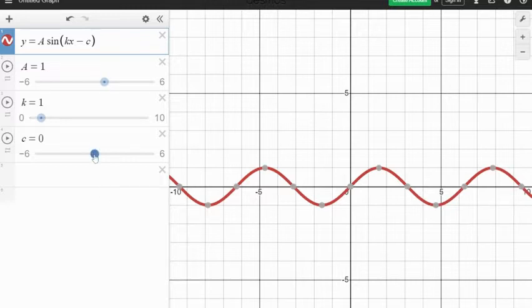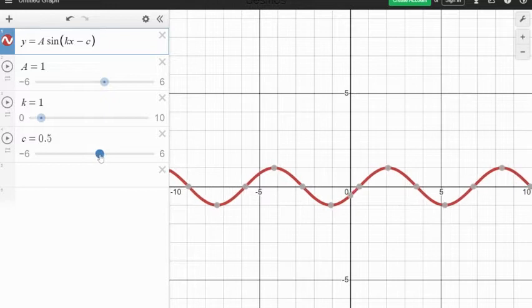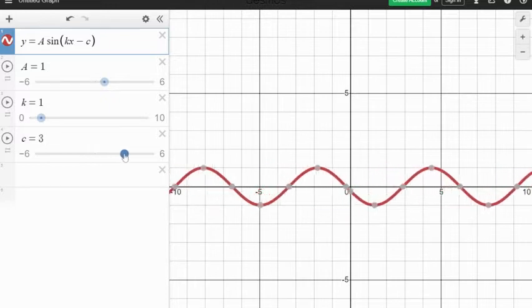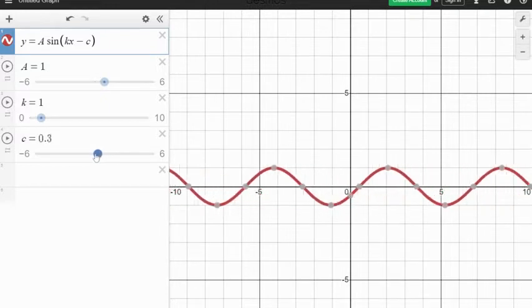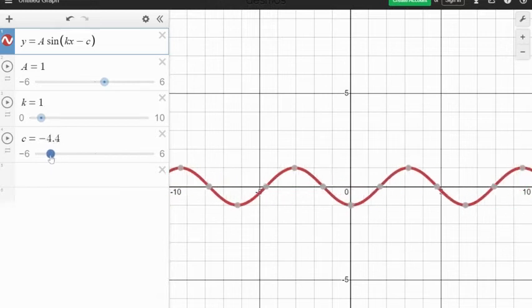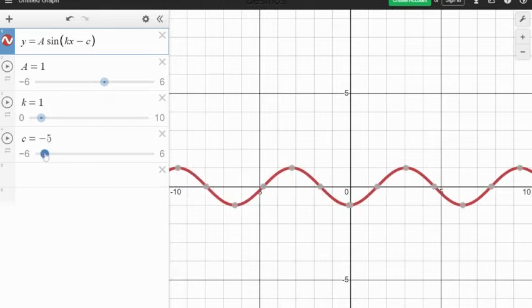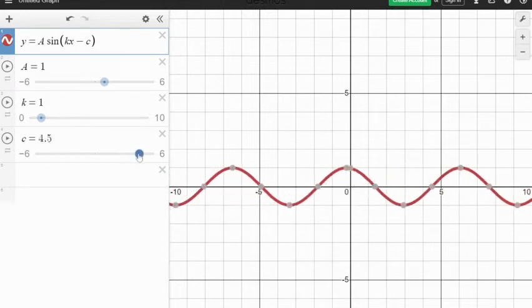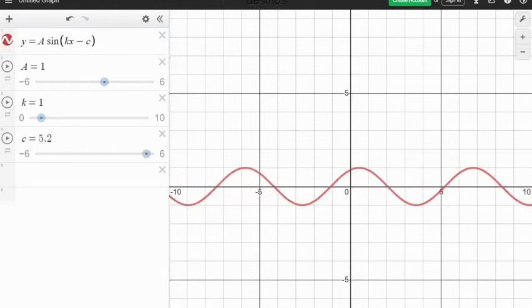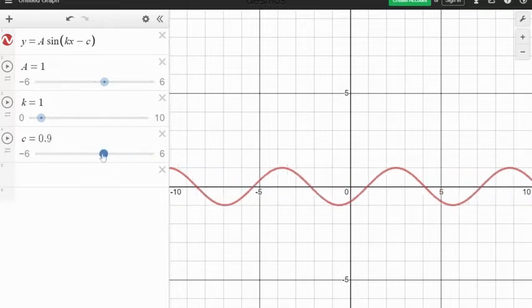But I want you to see what happens when I now change the value of c. I'm just going to slide it around right now so you can see what's happening. And this is a horizontal translation, or a slide. And we notice that if that value is positive, now we've got to be careful because we are subtracting this number. So this would look like sine of (x minus 5.2).